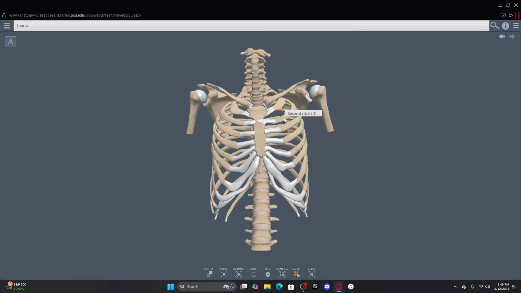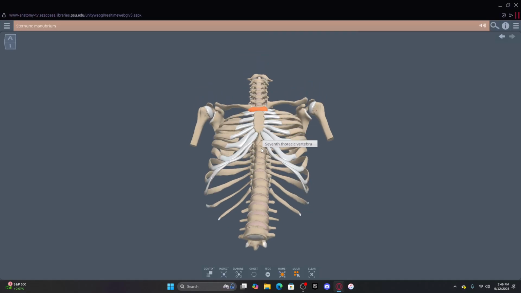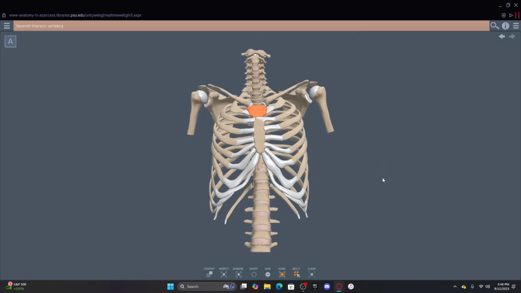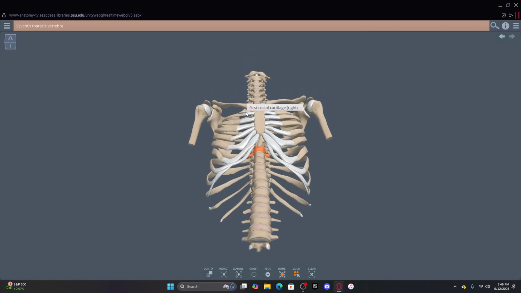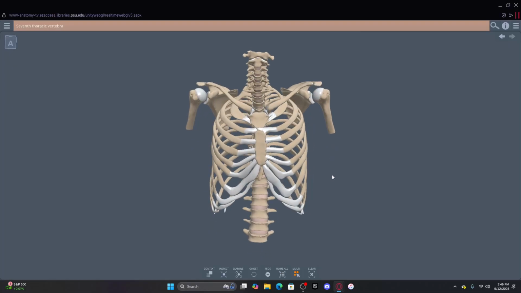landmarks. Right? So if I'm looking at the sternum, I know the sternum is anterior to the seventh thoracic vertebra, whereas the seventh thoracic vertebra is posterior to the sternum. I know that the manubrium is superior to the sternal body, whereas the sternal body is inferior to the manubrium.